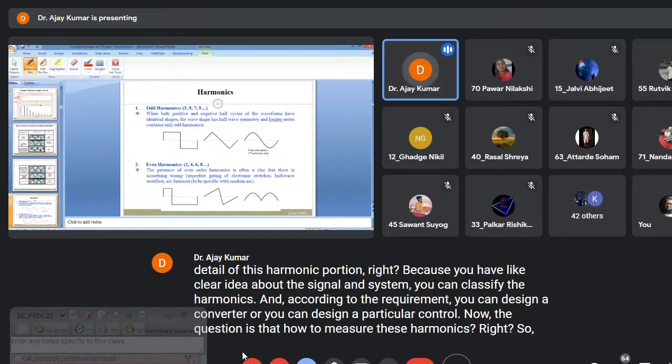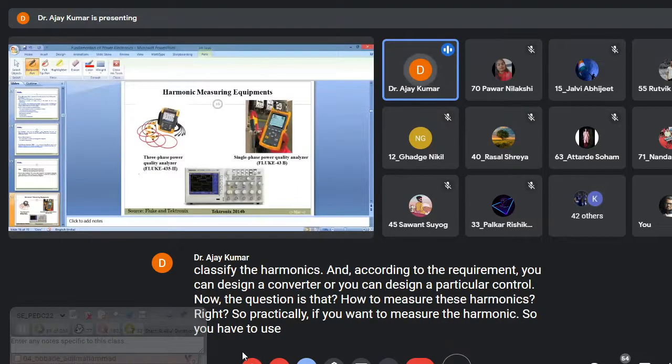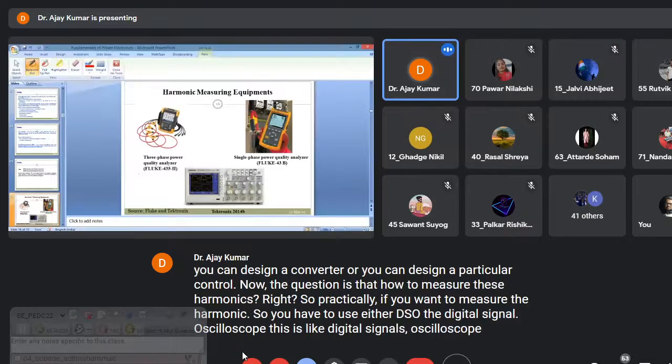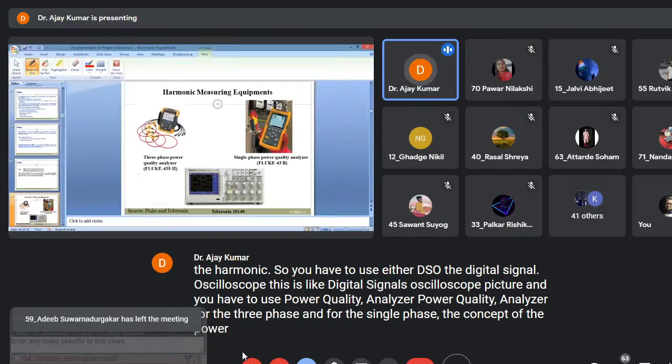Practically, if you want to measure the harmonics, you have to use either a DSO, the digital signal oscilloscope. This is a digital signal oscilloscope picture. And you have to use a power quality analyzer, for 3-phase and for single phase. The concept of the power quality analyzer is that it will have codes, or you can say clamps, and these clamps will be connected across the input side.